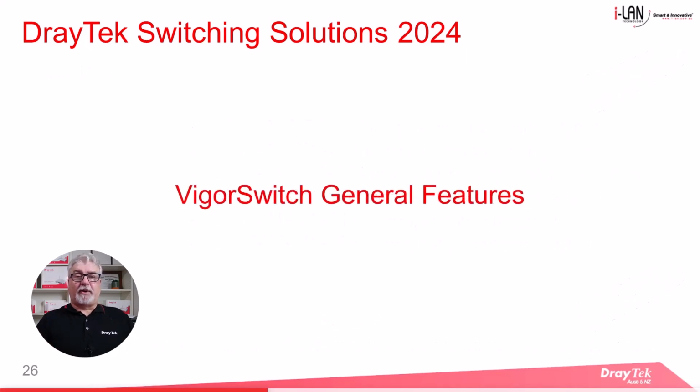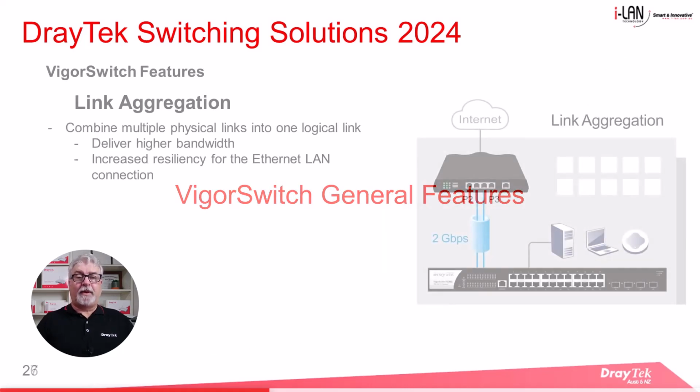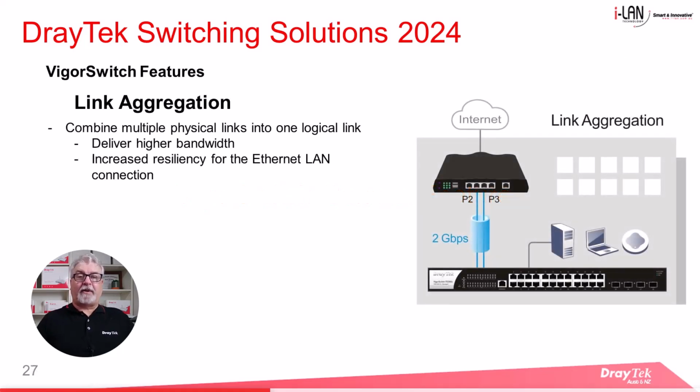Let's now take a deeper look at some of the VigorSwitch features, some of which I mentioned briefly earlier. First up, we have link aggregation. Link aggregation allows you to combine multiple physical links into one logical link to deliver higher bandwidth, as well as increased resiliency for Ethernet LAN connections.